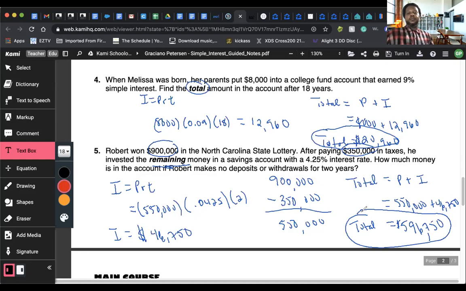All right. I can't stress enough, when you find your interest but it's asking you for your total, don't forget you still have that final step of taking that interest and adding it to your principal. I know how stressed we get when we do math and we're like, oh great, I did that part of it, I'm done. You're not done. If you have to find the total, you still have one more step to go.